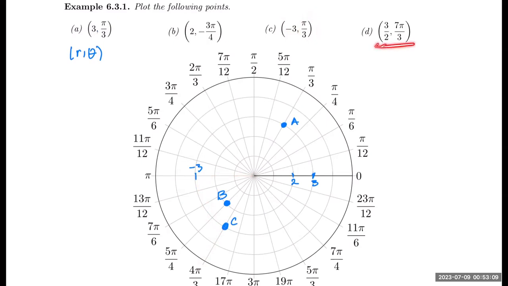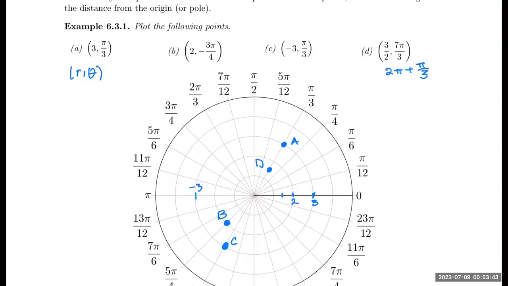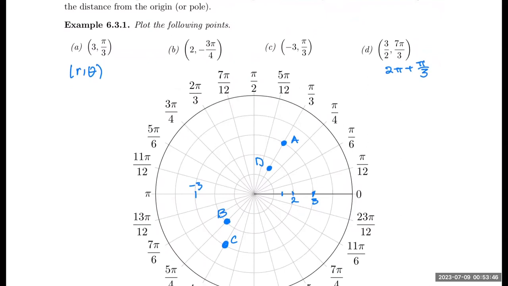And if we plot the last one, notice that 7 pi divided by 3 is the same as saying 2 pi plus pi divided by 3. So that means we're going to go 1 full rotation from standard position. And that means that little extra pi over 3, we're going to rotate it to here. So 1.5 is about over here. So we're going to rotate to pi over 3, which is this part. This is D. So that is how you use the polar coordinate system.